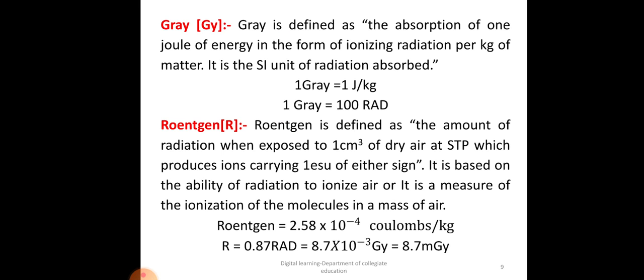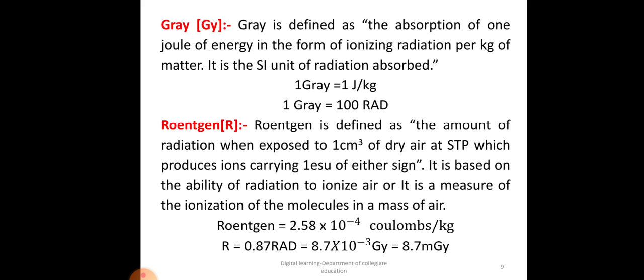or 1 rad is equal to 0.01 joule per kg. Gray. Gray is defined as the absorption of 1 joule of energy in the form of ionizing radiation per kg of matter. It is the SI unit of radiation absorbed. 1 Gray is equal to 1 joule per kg. 1 Gray is equal to 100 rad. Rontgen. Rontgen is defined as the amount of radiation which, when exposed to 1 centimeter cube of dry air at STP, produces ions carrying 1 ESU of either sign.